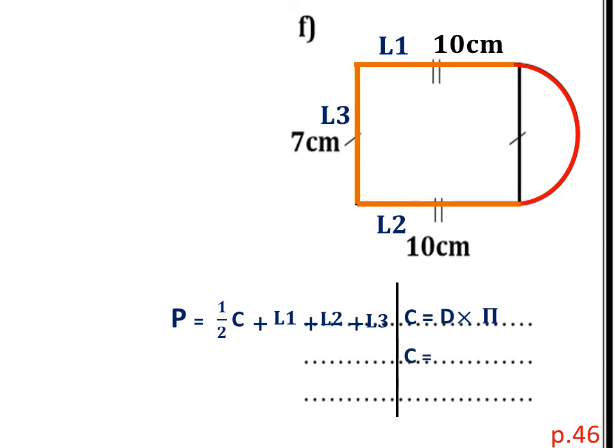So it will be C equals, D here is 7 centimeters, because these two opposite lines are equal. So line 3 and the diameter are equal in length because here we make one dash and one dash. So it will be 7 times 22/7. Calculated, the answer will be 22. And now I need half times the circumference, or half the C. It will be half times 22, which equals 11 centimeters.